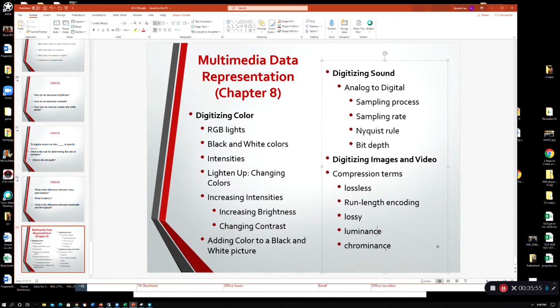Luminance, remember, is change in brightness, change in color. Lossless versus lossy, and all of this for the sound digitization. We covered this in the other video about pictures. So this is chapter 8.